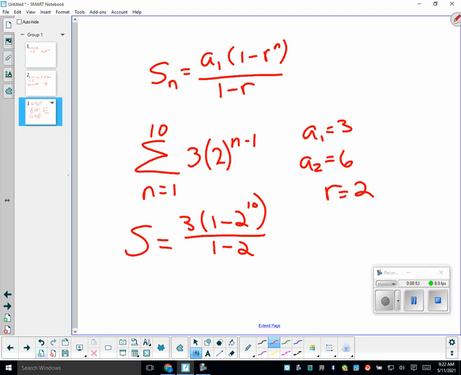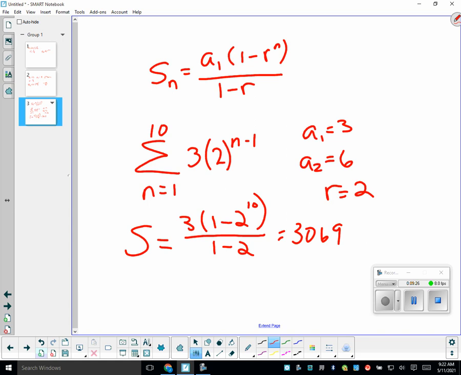3,069. Okay. 3,069. This is how we find the sum of a finite series. What's finite mean? It has an end. It had 10 terms. Now what if we have an infinite series?